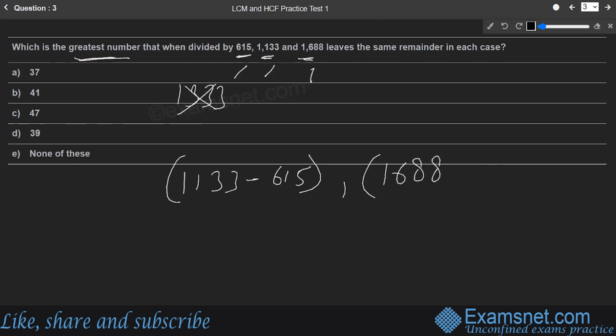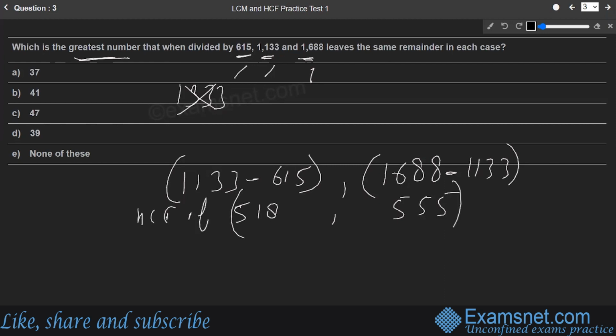Let me take 1688 minus 1133. So we have taken two differences, 1688 minus 1133 and 1133 minus 615. Okay. So how much is the difference coming? The first difference is coming as 518. Another difference is coming as 555. So I just need to find out the HCF of these two numbers, 518 and 555, and that will be my right answer for this question.